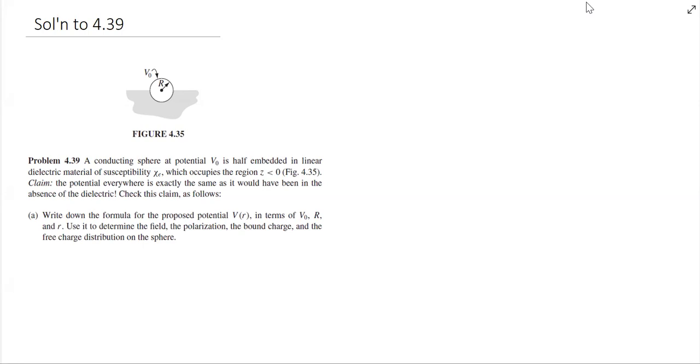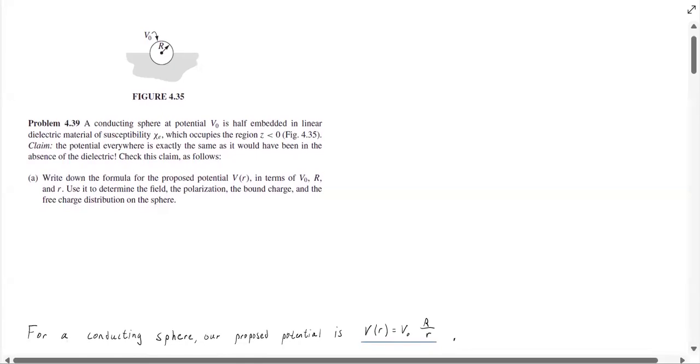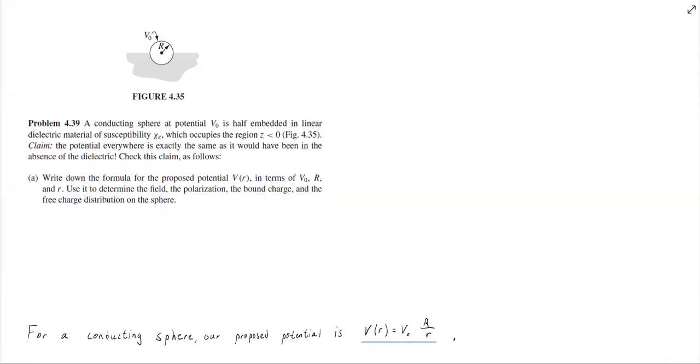The first step, in part A, is to write down the formula for the proposed potential in terms of V0, capital R, which is the radius of our sphere, and little r. We'll use that to determine the field, polarization, bound charge, and free charge distribution on this sphere. To begin, for our conducting sphere, our proposed potential is V as a function of r equals V0 times capital R, the radius, divided by lowercase r.